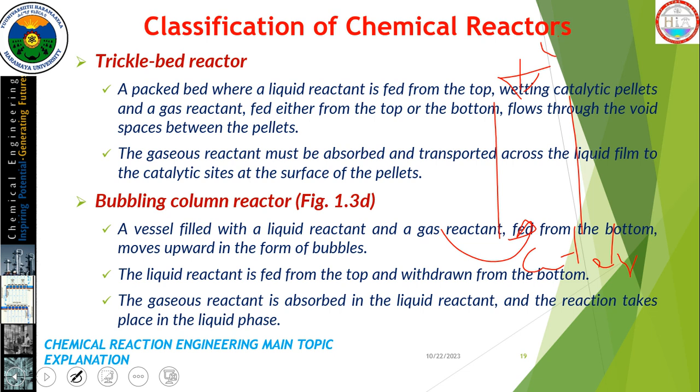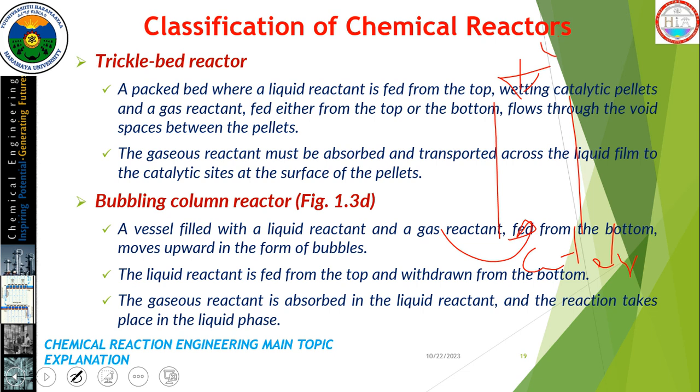Within a packed bed there are reaction mechanisms: the liquid reactant is contacted with catalytic pellets as well as the gas reactants. The second is that the gaseous reactant must be absorbed and transported across the liquid film to the catalytic sites at the surface of the pellets. So there is an absorption of the gaseous reactant, and the absorbed gaseous reactant is transported across the liquid film to the catalytic sites at the surface of the pellet. So the reaction mechanism takes place. Such a reaction mechanism takes place in a trickle bed reactor.